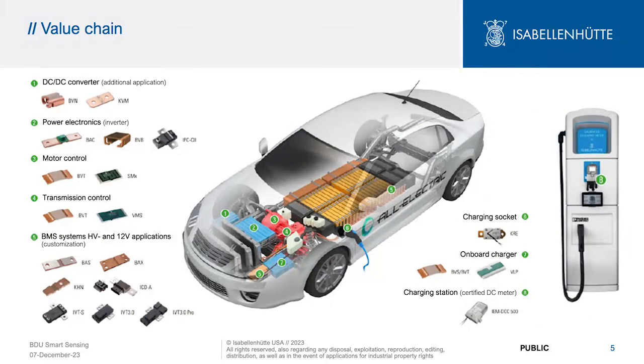With regards to the automotive industry, our products are used all over the vehicle, be it in traditional internal combustion vehicles, in hybrids, or in all-electric vehicles. Our products are used in DC-DC converters, power electronics, motor control units, transmission control, BMS systems, charging sockets, onboard chargers, and charging stations.